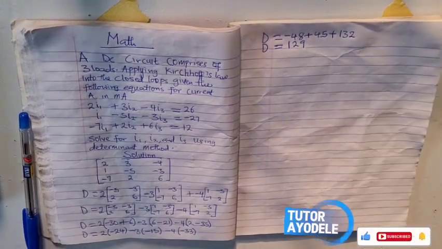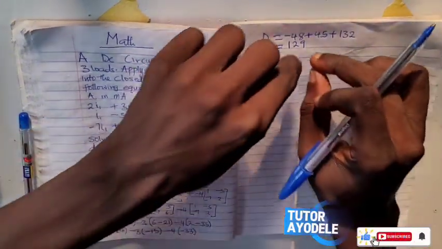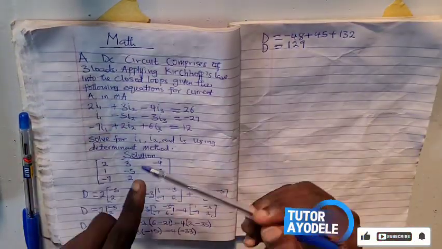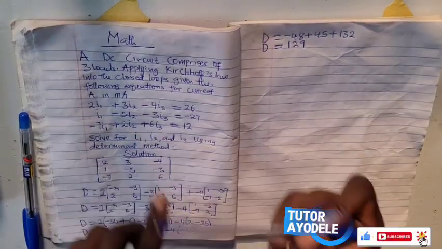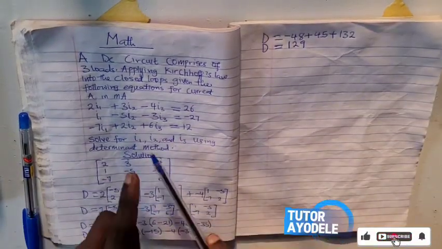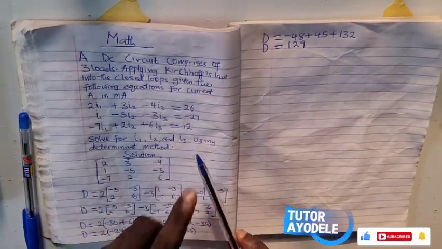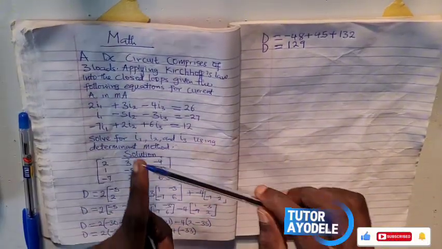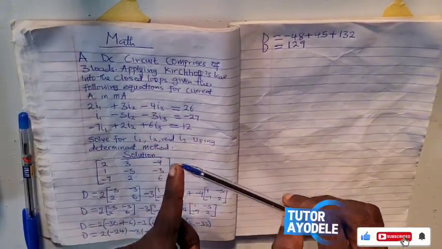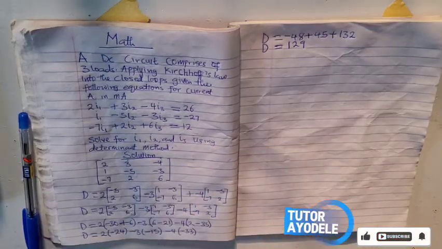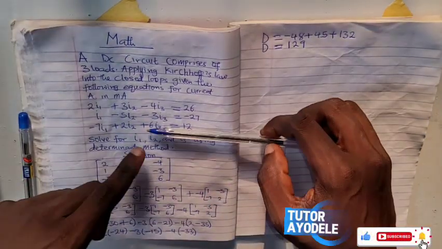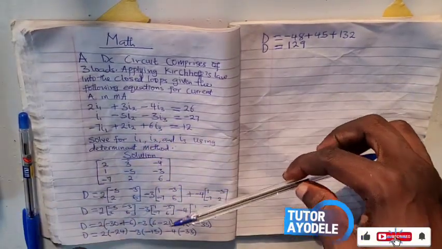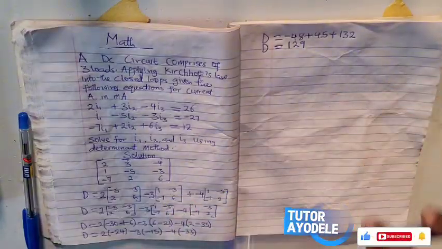Okay. Now we have gotten the determinant to be this. Now we want to find the determinant of I1. This determinant I did is not for I1, it's not for I2, it's not for I3. It's just the general determinant. Now I want to find the determinant of I1, the determinant of I2, the determinant of I3. Then we divide and get our final answer. And I hope we are following.